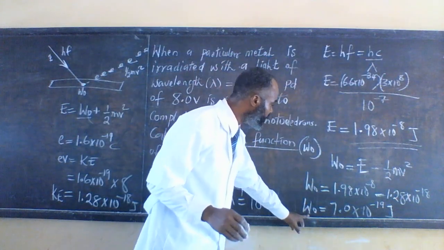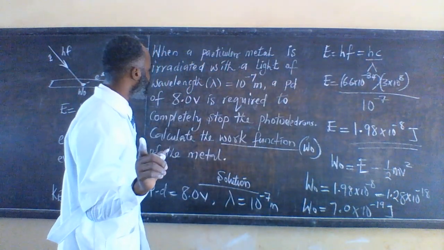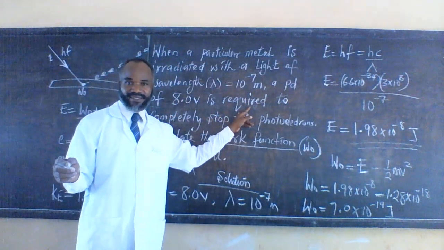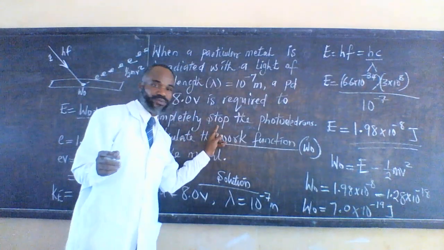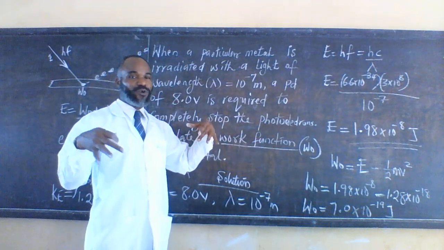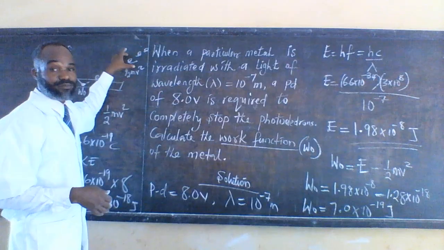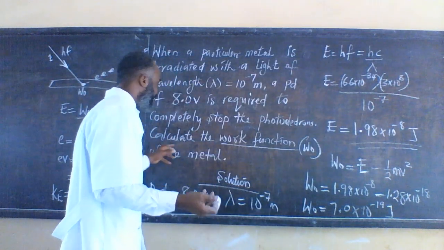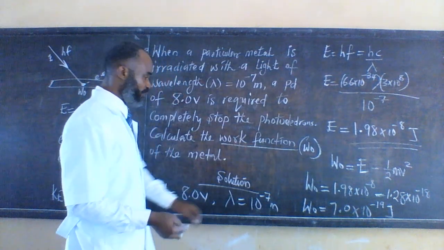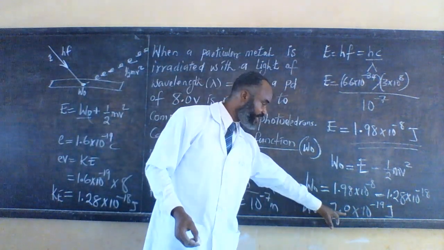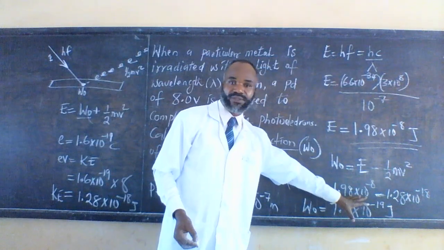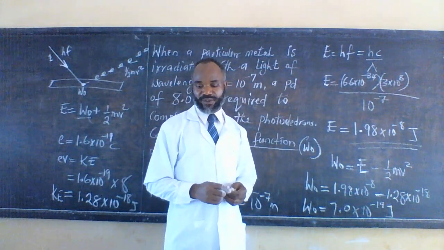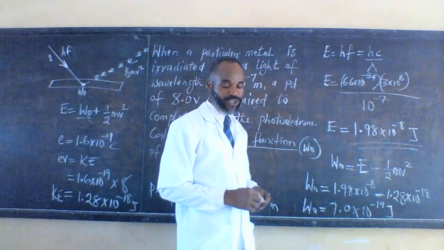So the work function, look at the question: a potential difference of 8 volts is required to completely stop the photoelectrons. So we're looking for a way to stop the emission of these electrons from continuing. What do we need to do? Calculate the work function. We have just calculated it: 7.0 times 10 raised to the power minus 19 joules. Work function is measured in joules.